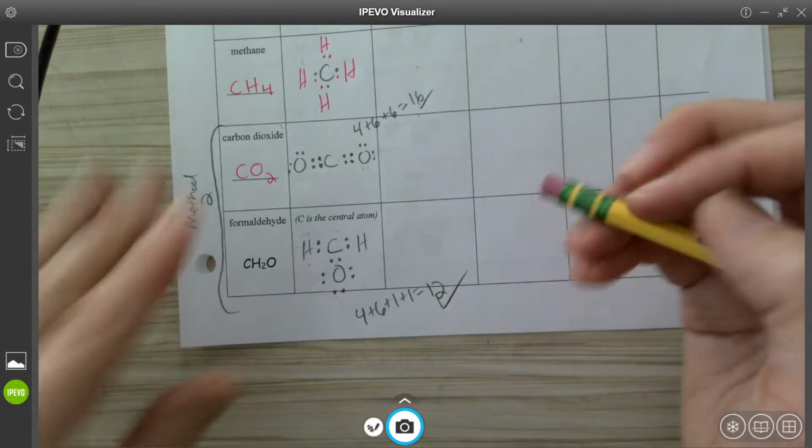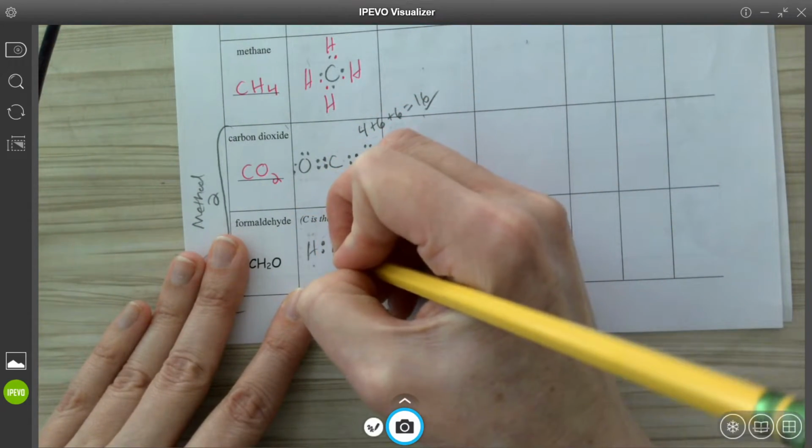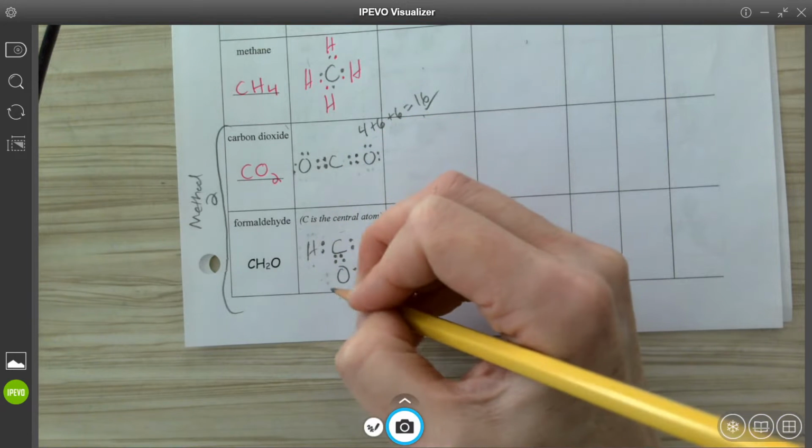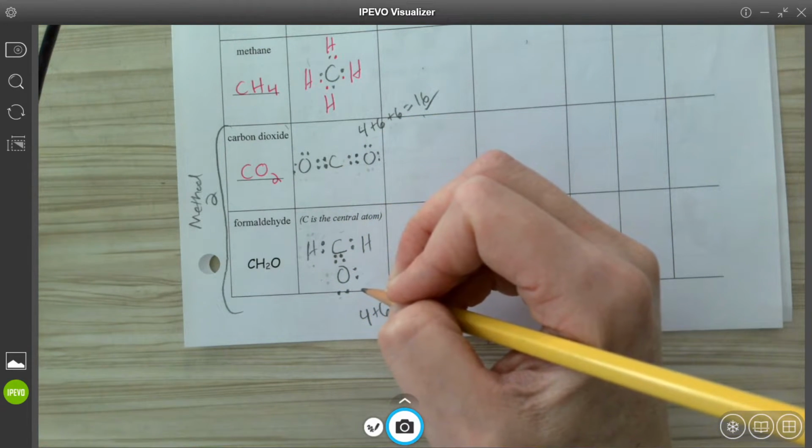So what are we going to have to do? Make a double bond. So take some off the oxygen and move them to the middle. Don't give them to the carbon, share them with the carbon. So the oxygen still has them, but now the carbon has them too. Okay?